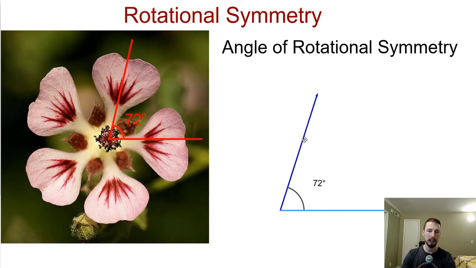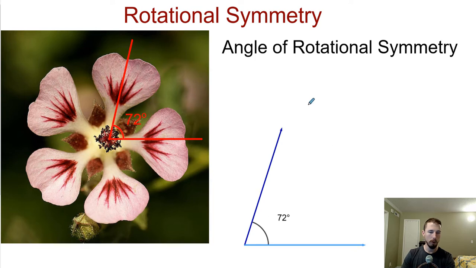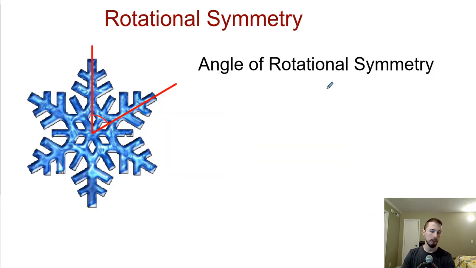So the question is, how do we calculate that? Well, we know the whole thing is 360 degrees. If we go all the way around, that's 360 degrees. You remember our circle of oughtness. And there's 5 petals. So if we divide that by 5, because it's going to be broken up into 5 sections there, that's going to leave us with 72 degrees. So our angle of rotational symmetry is 72 degrees. So pretty simple.